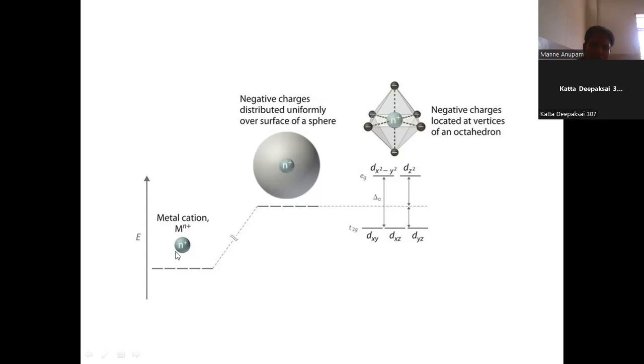So now here we are seeing the metal cation increasing in energy, and an octahedral complex is forming, and there is a splitting of d orbitals into T2G and EG orbitals. T2G orbitals and EG orbitals.